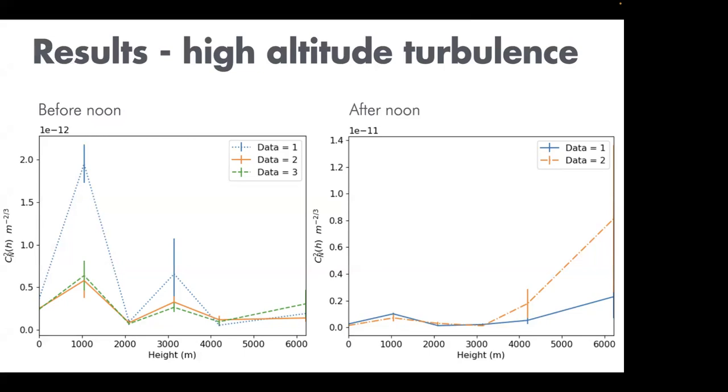Yeah, we do want to repeat it. It should. Yeah, usually there is a seasonal component as well. So yeah, it's not a statistically significant result. It's a result. Yeah.